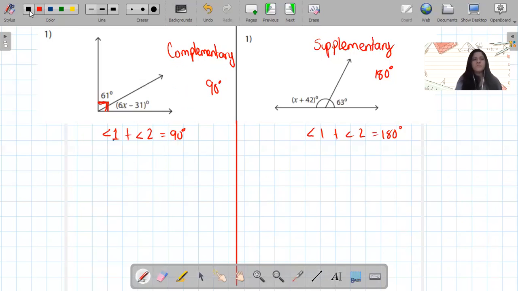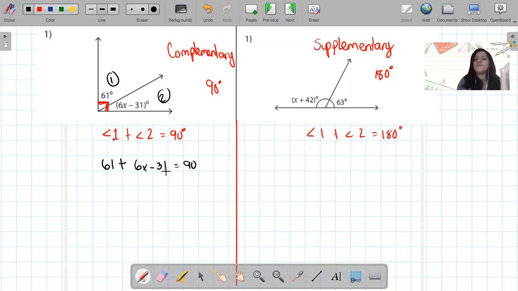So I'm going to work first with the complementary. I'm going to take the formula I have. Let's say this is angle 1, and this is angle 2. The order doesn't matter. I'm going to do a substitution here. Instead of angle 1, I put 61 plus, using the formula, angle 2, that is 6x minus 31, equal to 90 degrees.